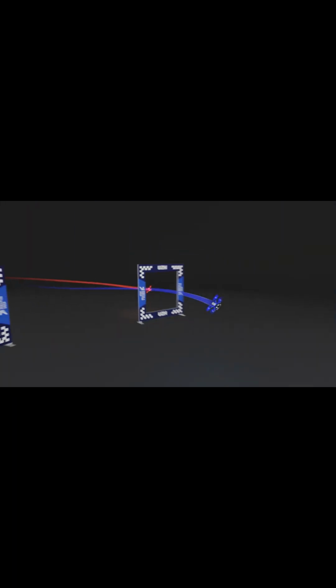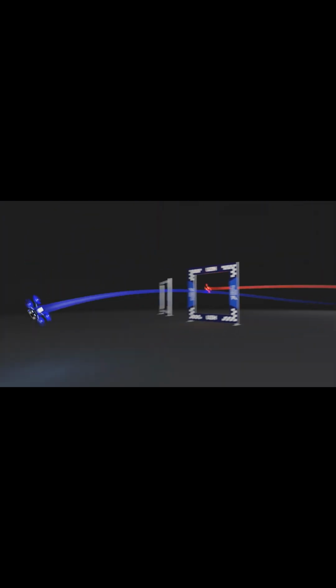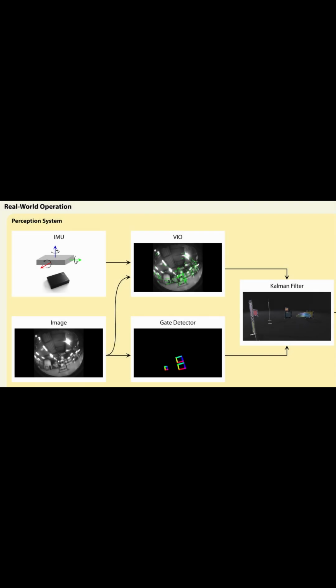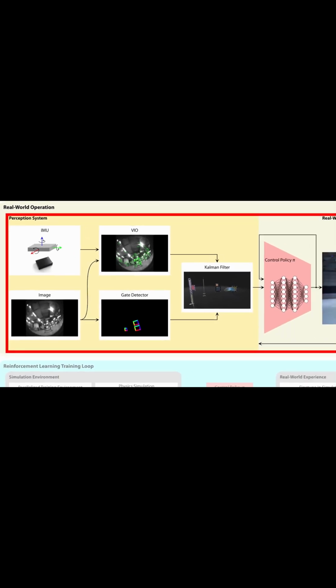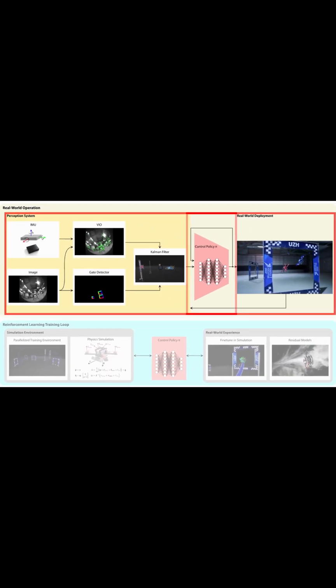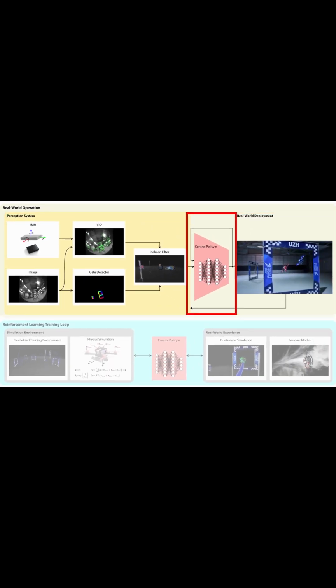Racing a drone at high speeds through a complex track requires quick and precise control actions. This is especially challenging when using a camera for state estimation, which produces noisy estimates of the drone's state. To overcome this challenge, Swift uses a learning-based control policy that directly maps noisy state estimates to control commands, allowing for rapid and accurate steering of the drone.